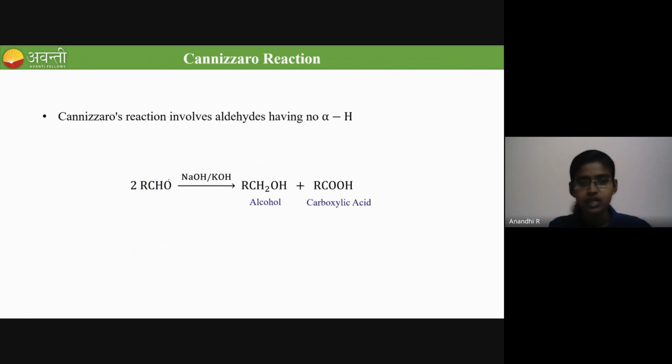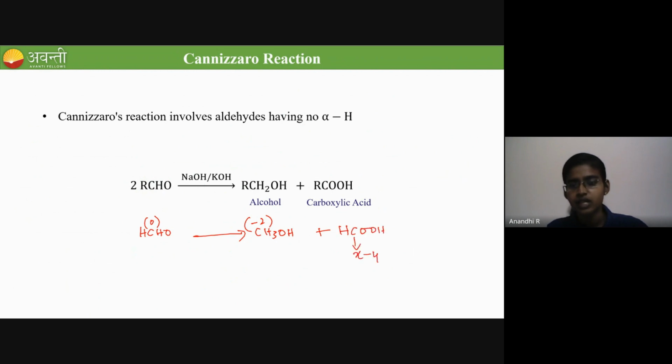Okay, so here the oxidation state of carbon in methanal is 0, and in methanol we got minus 2. In case of methanoic acid, what is the oxidation state? X minus 4 plus 2 equal to 0, so X is equal to 4 minus 2, which is plus 2. So in this, it is getting oxidized and here it is getting reduced, which is a disproportionation reaction. We have to see for carbon.